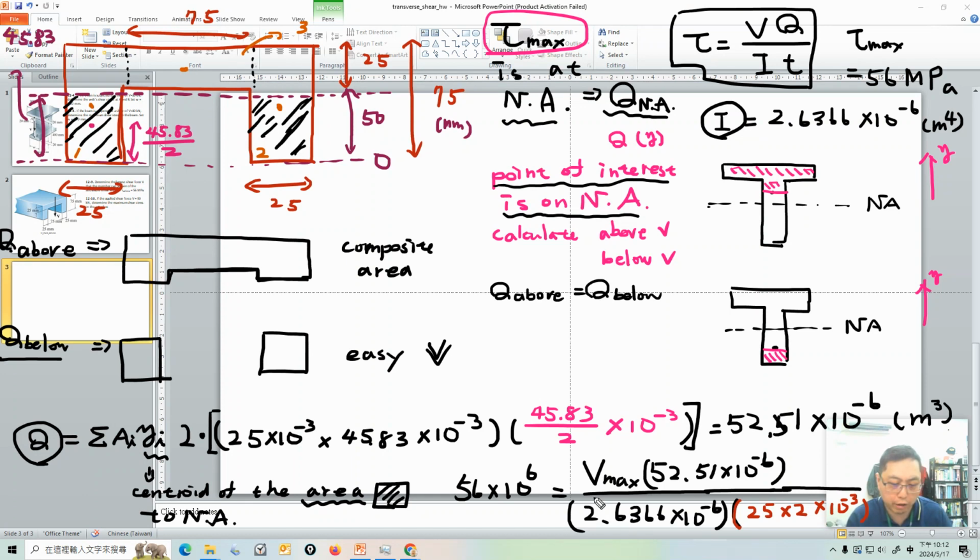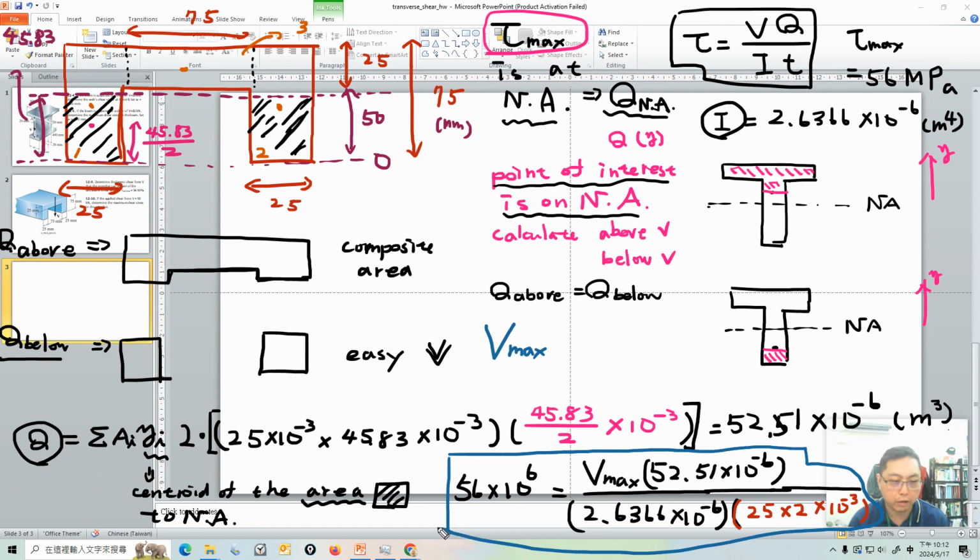After using your calculator, you will find your V max. I just write my final answer here. You use this formula to calculate the V max. I think it's easy. So your V max will be equal to 140.6, and the unit is kilonewton. So if our constraint is a maximum shear stress of 56 megapascal, our maximum shear force is 140.6 kilonewton.